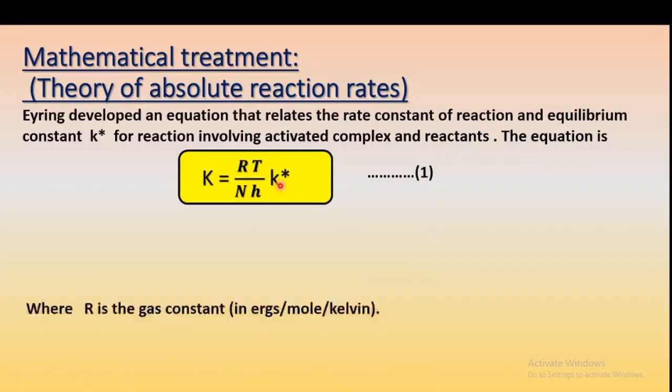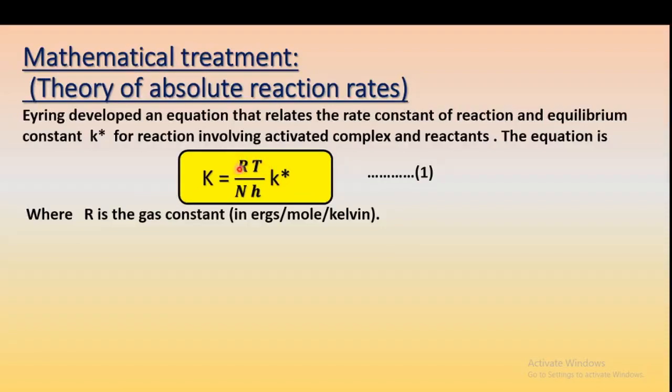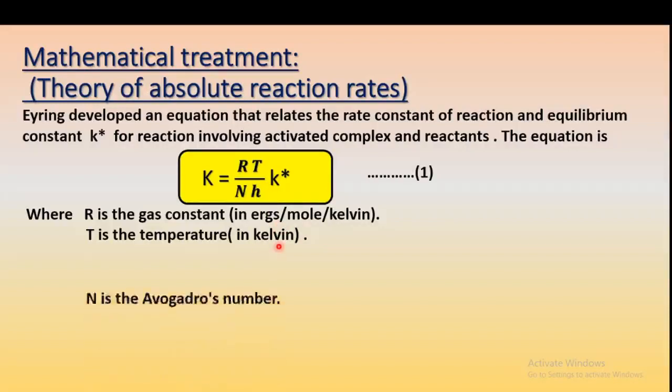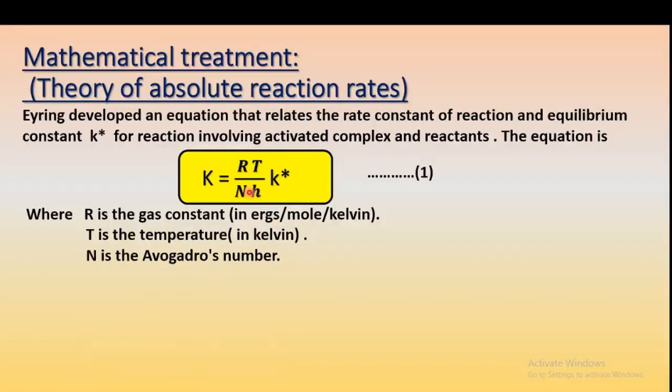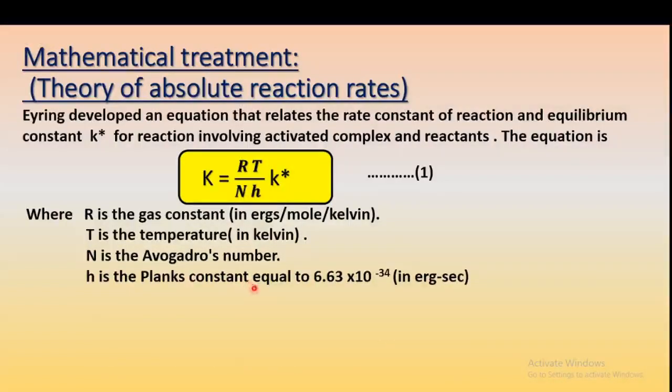This is called equation 1, where R is a gas constant, measured in ergs per mole per Kelvin. T is the temperature, measured in Kelvin. N is Avogadro's number, whose value is 6.022 into 10 raised to 23. h is Planck's constant, and its value is 6.63 into 10 raised to minus 34, and it is measured in ergs second.